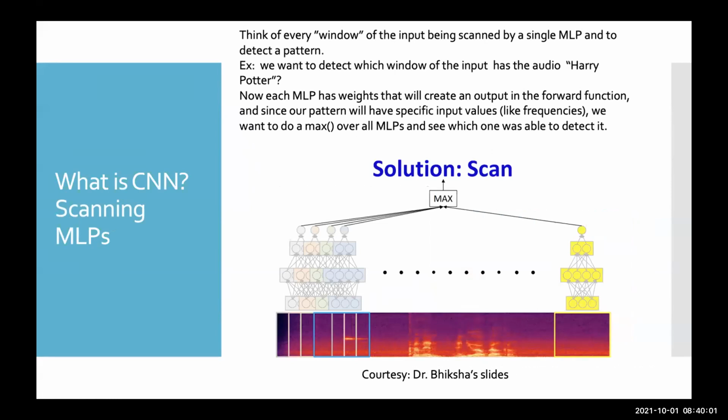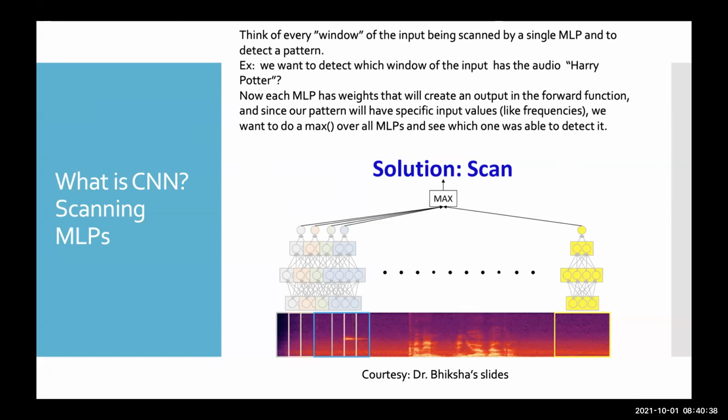And so I believe that you guys saw this in lecture as well. So you can think of this as having multiple MLPs of this same exact type, just scanning the entire utterance or scanning the entire image with this single identical MLP. And the MLP will either output a 0 if the pattern doesn't exist, and a 1 if the pattern does exist in the frame that you're looking at.